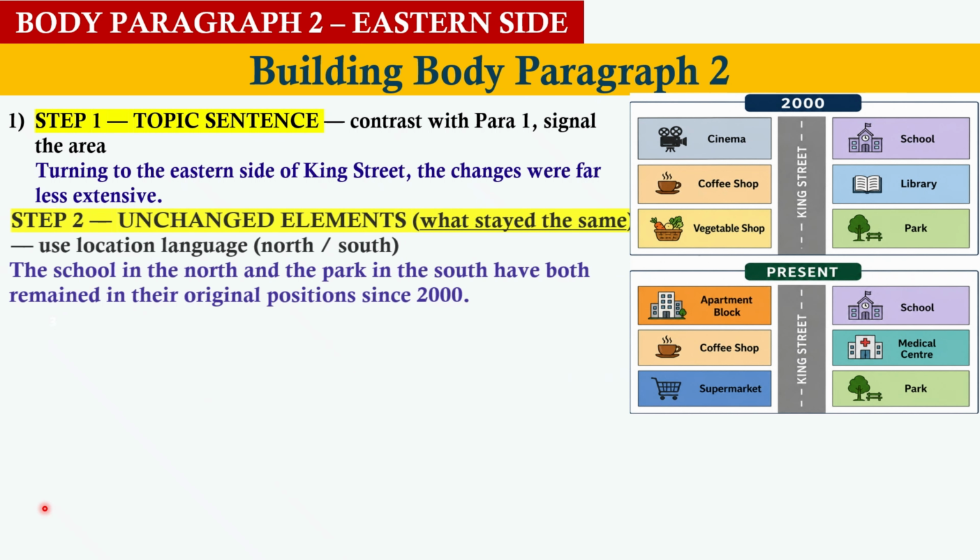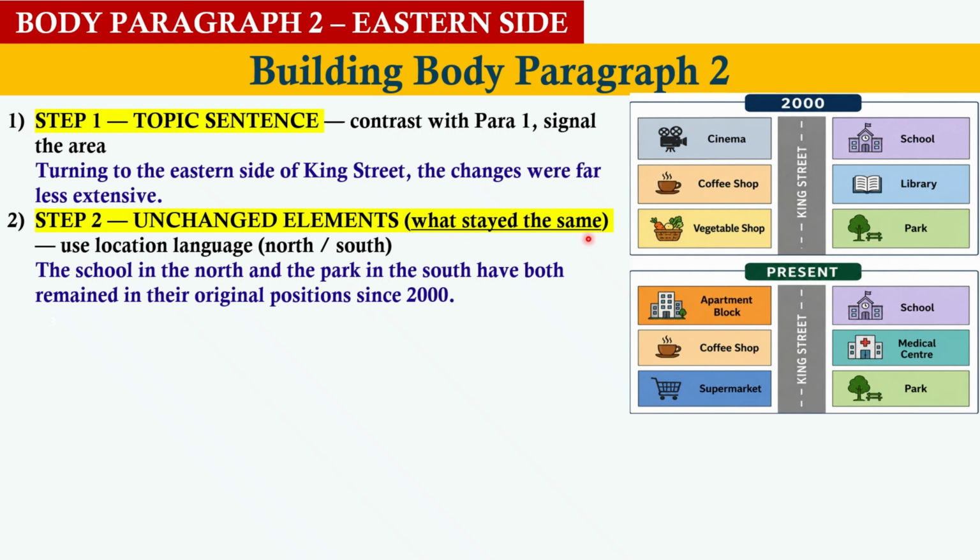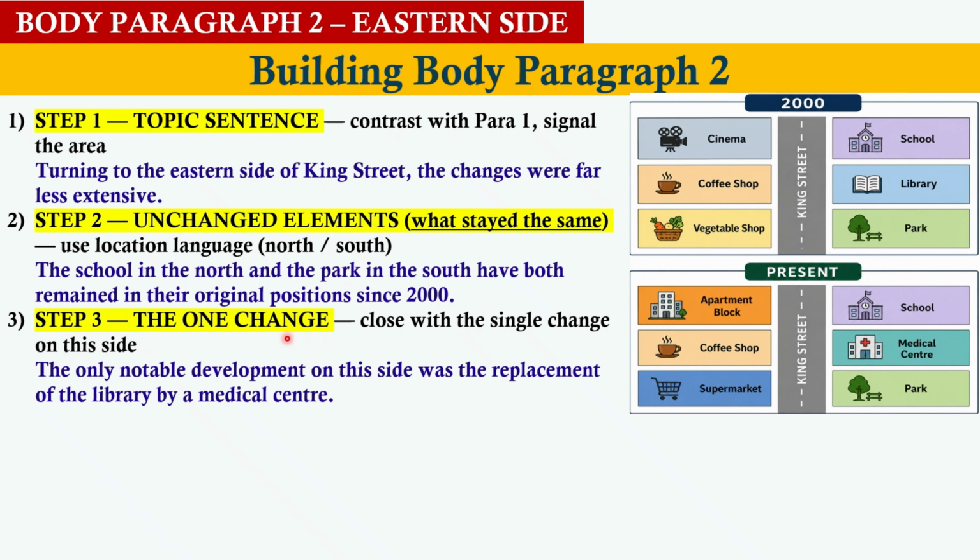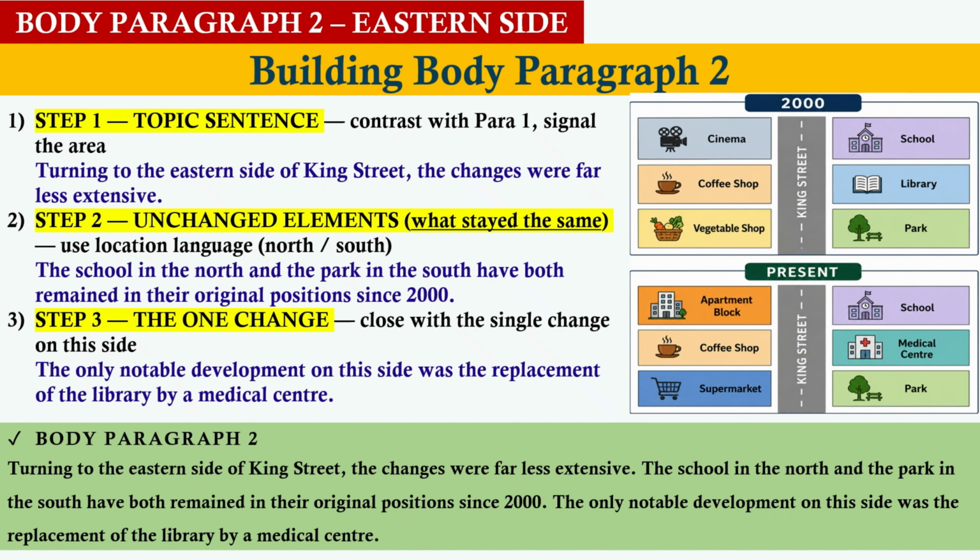Step 2 is to state what stayed the same. The school in the north and the park in the south have both remained in their original positions since 2000. Notice the locational language, in the north and in the south. Step 3 is to close with the one change. The only notable development on this side was the replacement of the library by a medical center. Now you can see the complete second body paragraph here. It is short, precise, and complete.